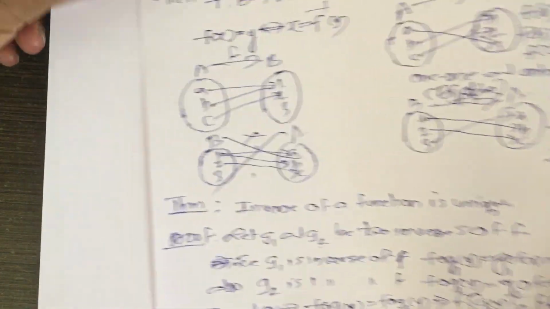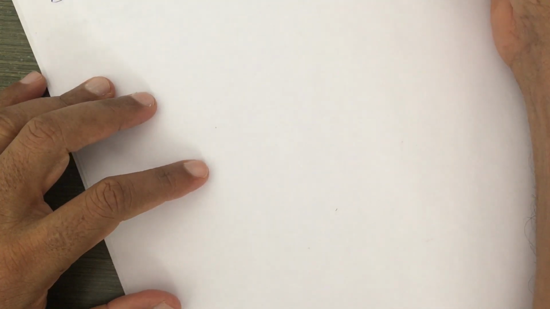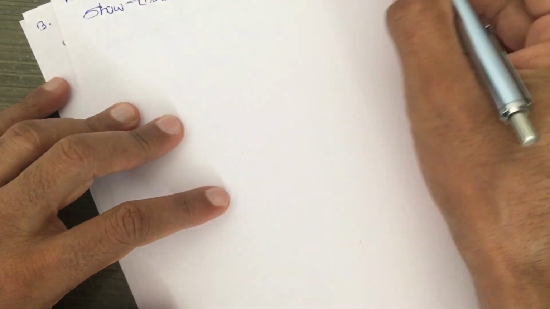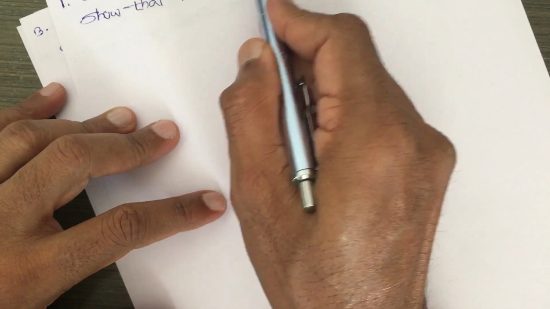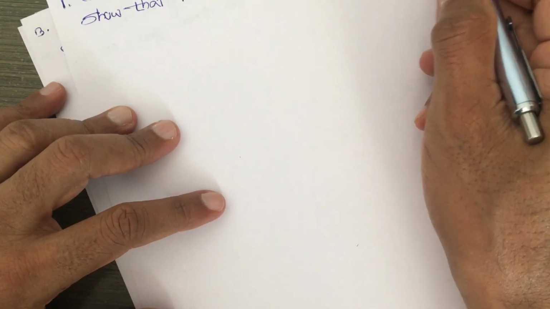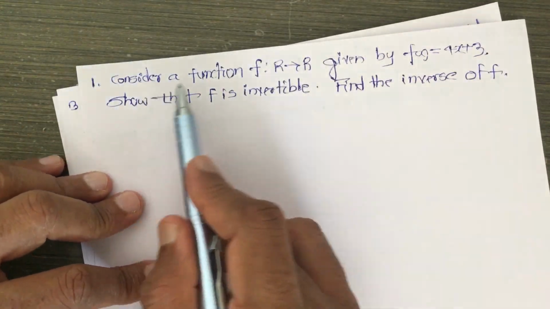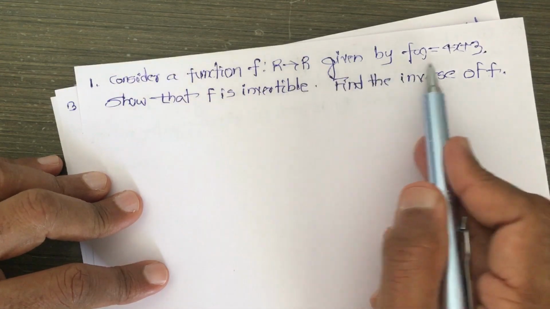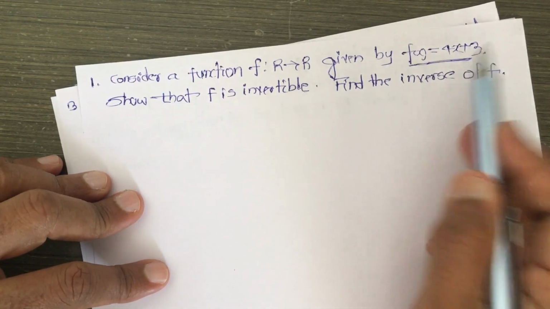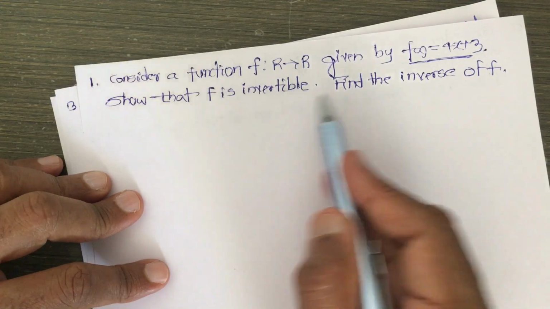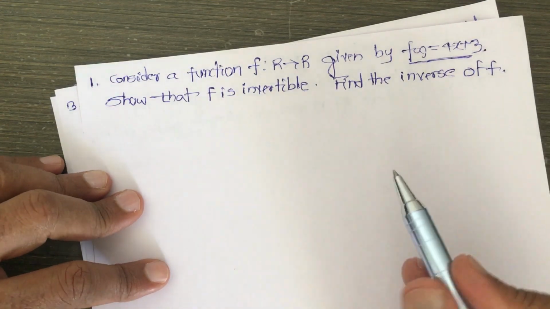Now, on this part you are getting one question for 5 marks, and that is question number 39, first question in part D, and I am taking this function. Consider a function f from R to R given by f of x equal to 4x plus 3. Show that f is invertible. Find the inverse of f.